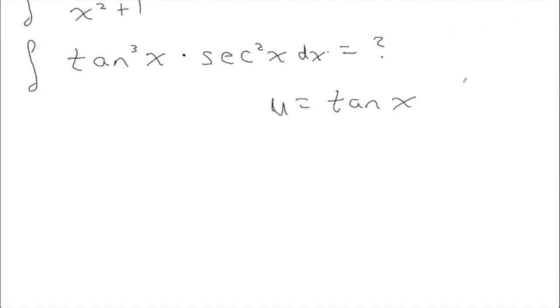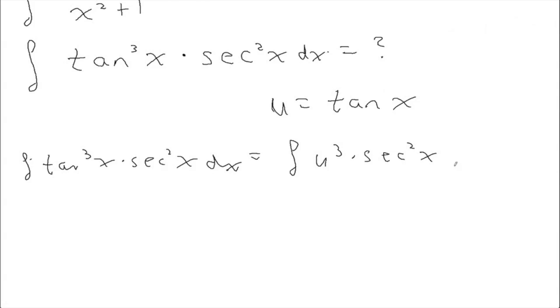Okay, so now we can rewrite our integral as the integral of u cubed times secant squared x dx. Notice it doesn't kill us that we didn't substitute in for tangent cubed. We just get a u cubed. We know how to deal with that. That's fine. Okay, now what?